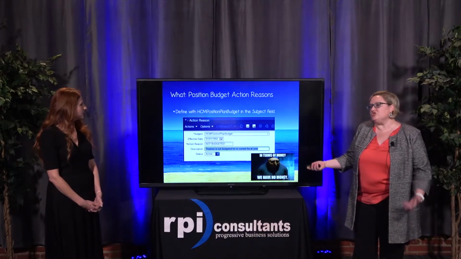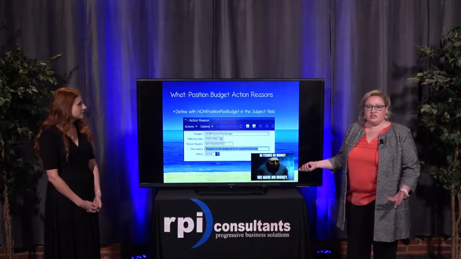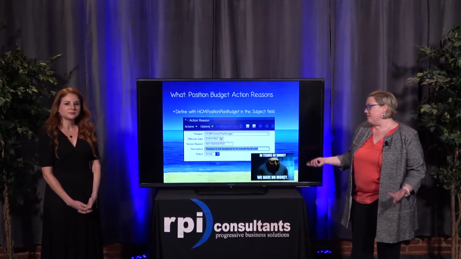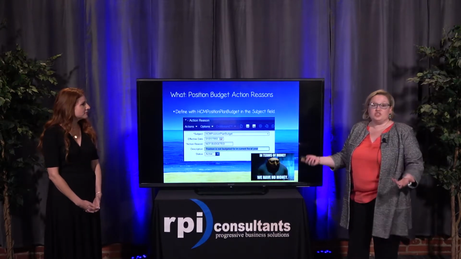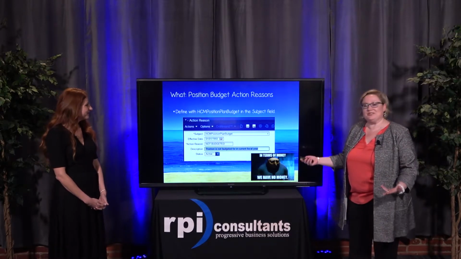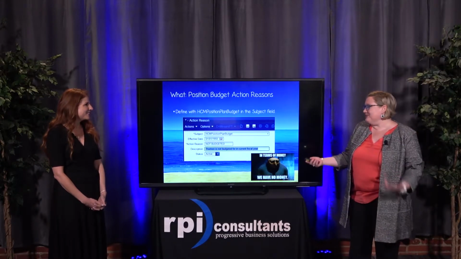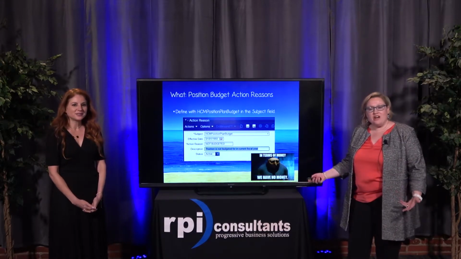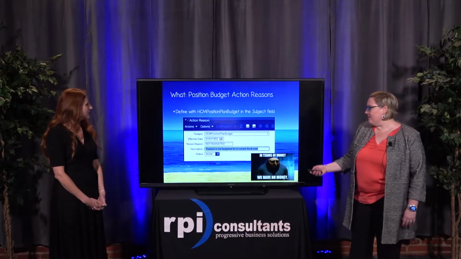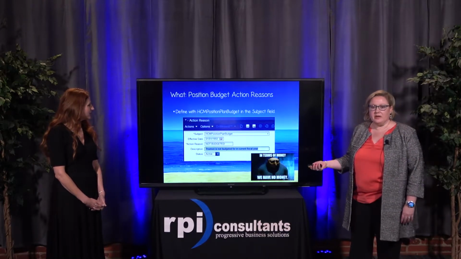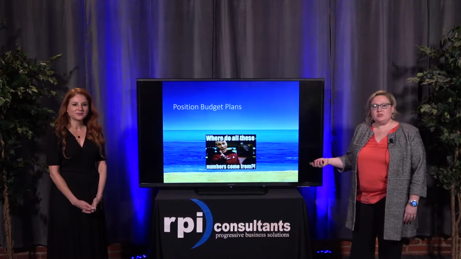Position budget action reasons are just another set of action reason codes that you can set up in your system. An example, if somebody's rejecting a request, would be, this isn't budgeted. So you can put in stuff that you could report off of and help keep track of in your own metrics and analytics.